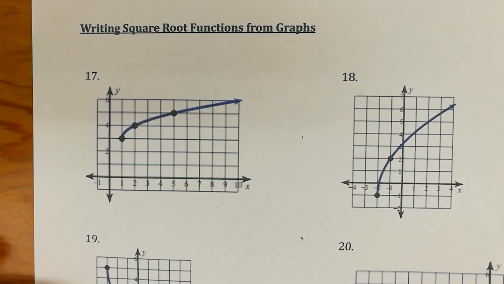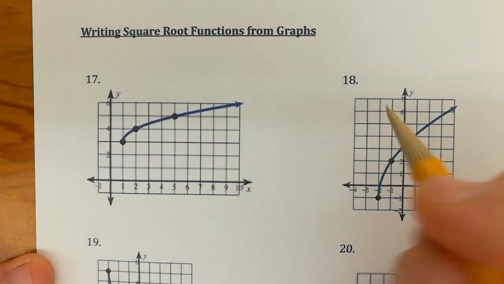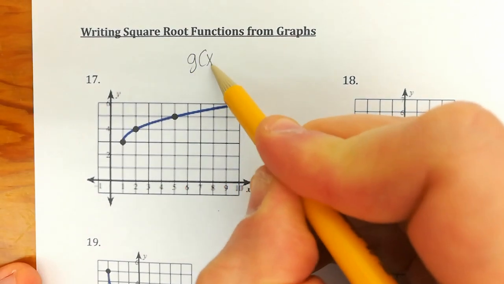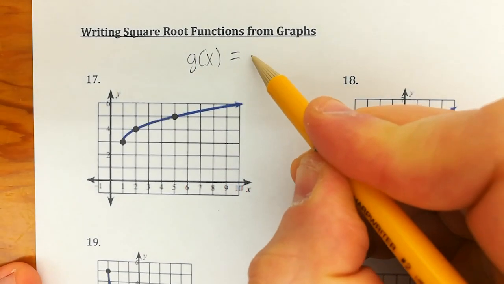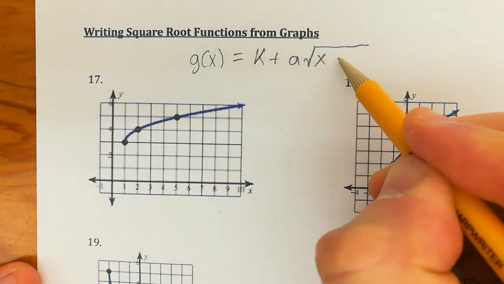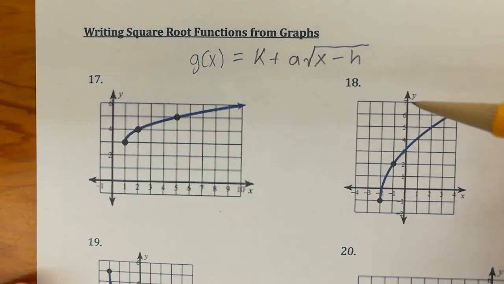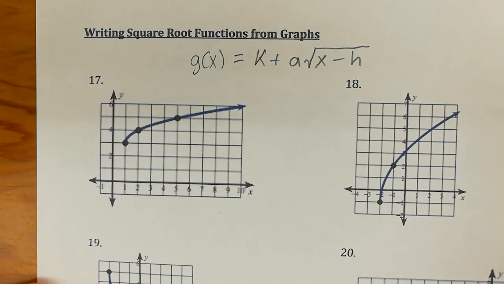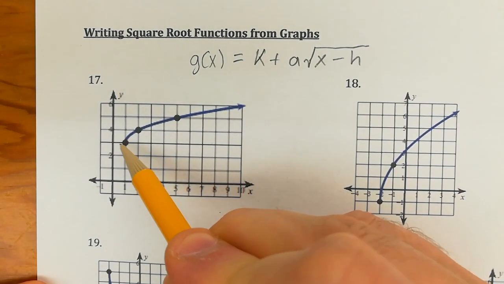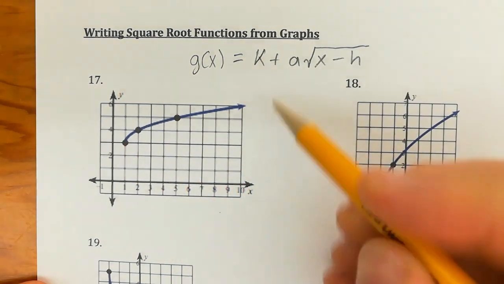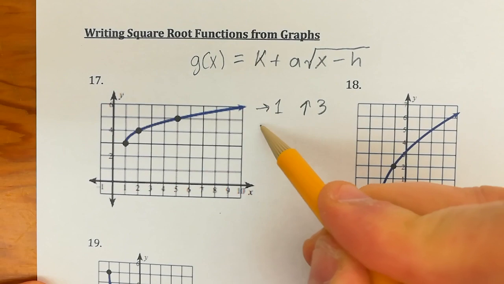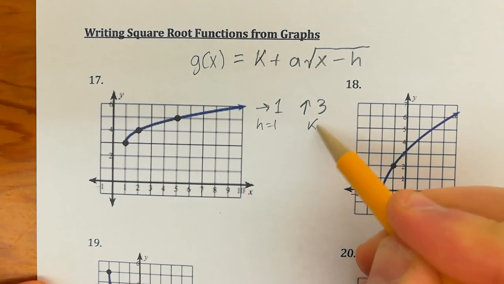These are already graphed, and we just have to write their functions. So what might help is to see transformation form in front of us. So that looks like this. So I just have to identify what a, h, and k are, and I should be able to write my function. So it looks like the starting point here has been moved right 1, up 3. So let me write that down. So that means that h is 1, k is 3.